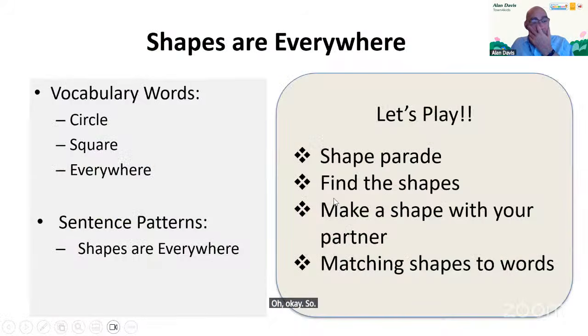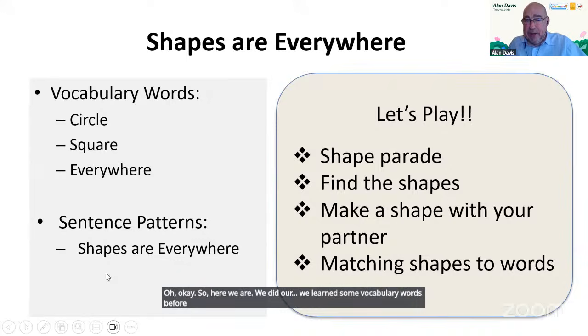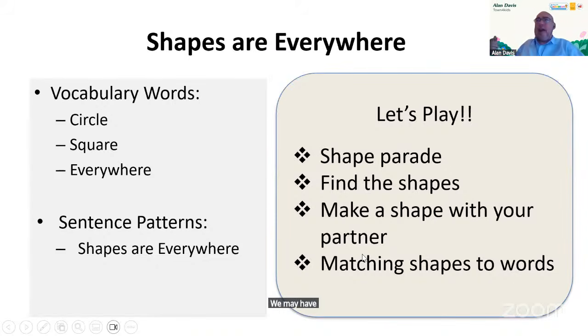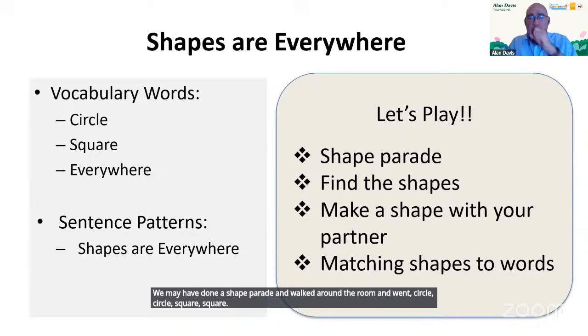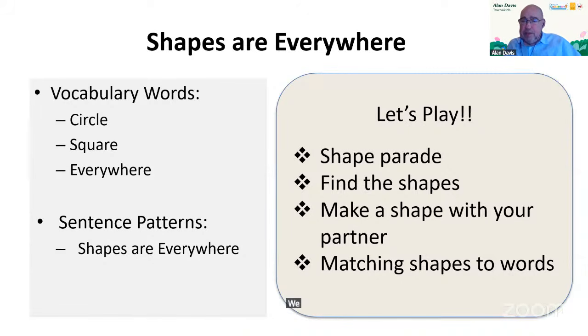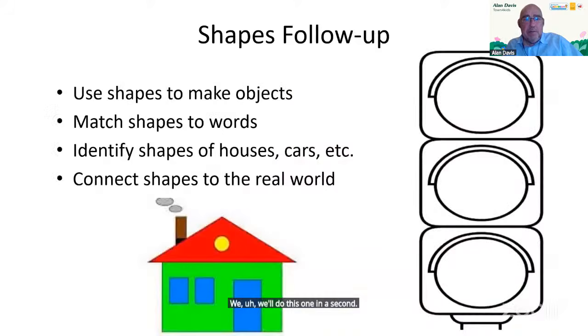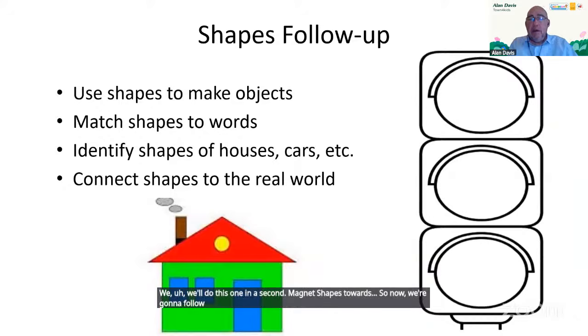So here we are. We learned some vocabulary words before. We learned some sentence patterns. We may have done a shape parade and walked around the room and went circle, circle, square, square. We'll do this one in a second. Mapping shapes to words. So now we're going to follow up by using shapes to make some objects.